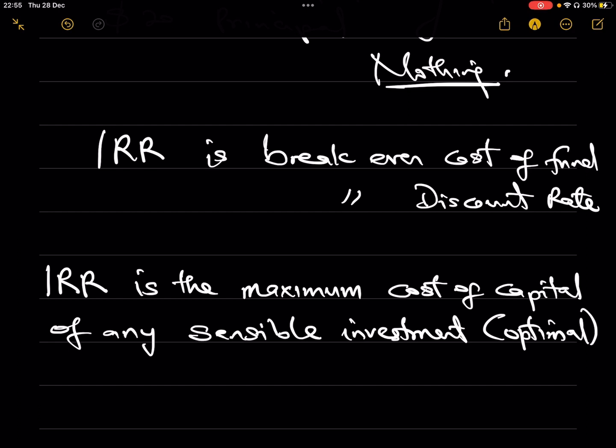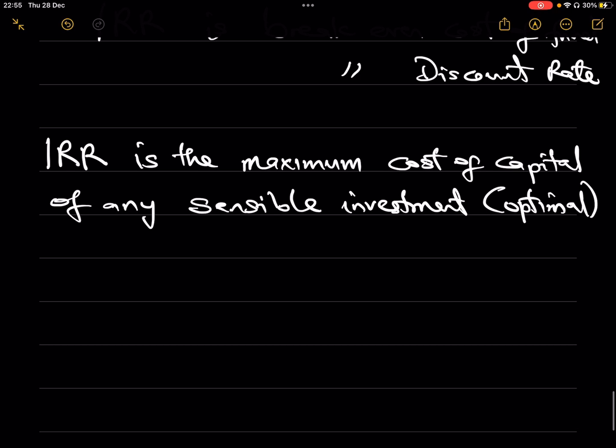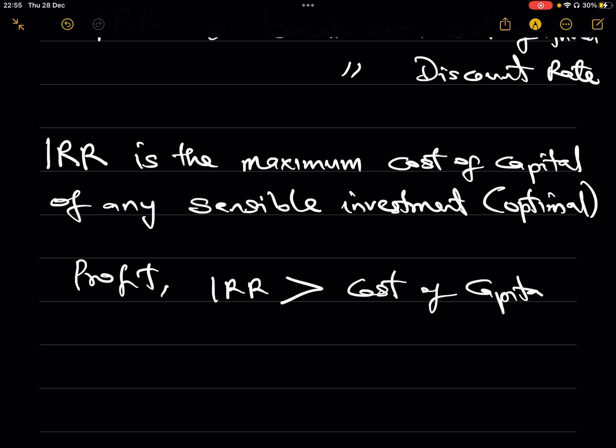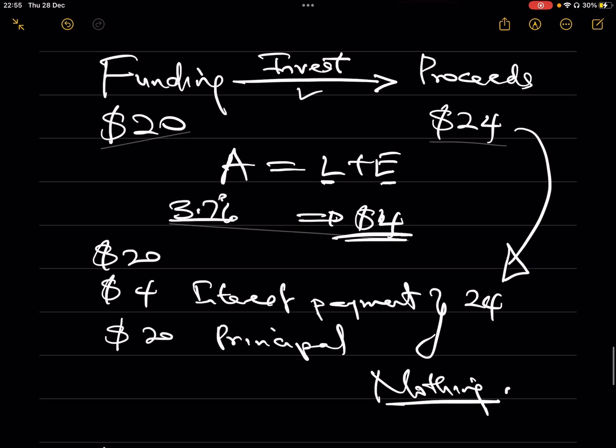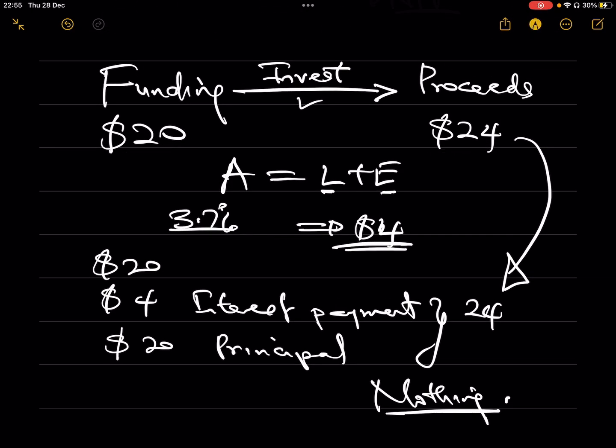So for you to be profitable, your IRR must be greater than your cost of capital. If it is the same, you are at zero. If it is less than, you'll be at a loss. Because if you had borrowed money at less than 3.7%, you won't pay up to $4 interest over 5 years. And if you borrow at a rate that is more than 3.7%, then you'll be paying more than $4 as interest. But your proceed will remain $24.